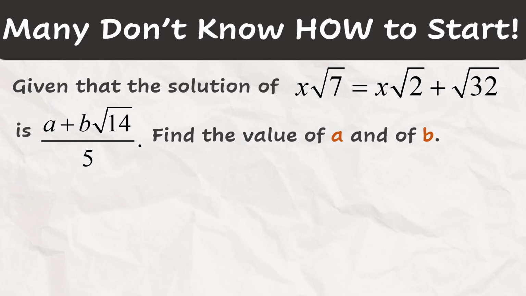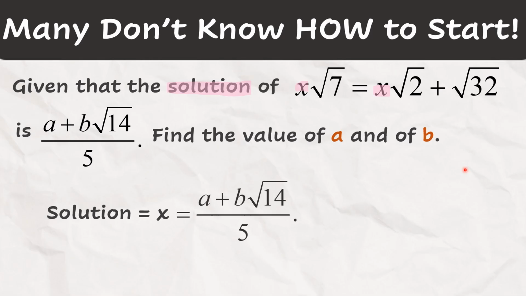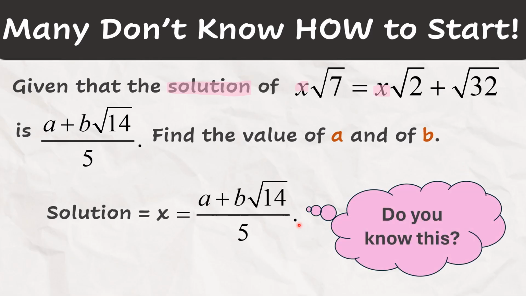So let's first understand the meaning of the word solution. If you can recall, solution simply means we need to find the value of x. And over here, what is given is that the solution is equals to a plus b root 14 over 5. So if I put these two together, it simply means that the solution, which is equals to x, is a plus b root 14 over 5. So hope you know this. With this understanding, we are ready to move on with solving of the question.